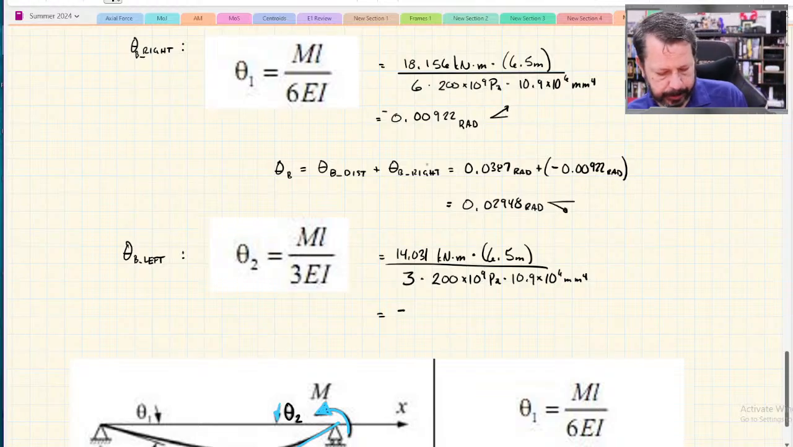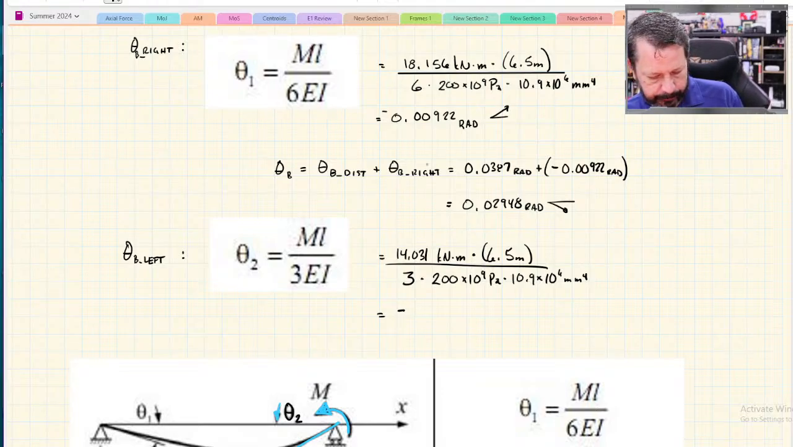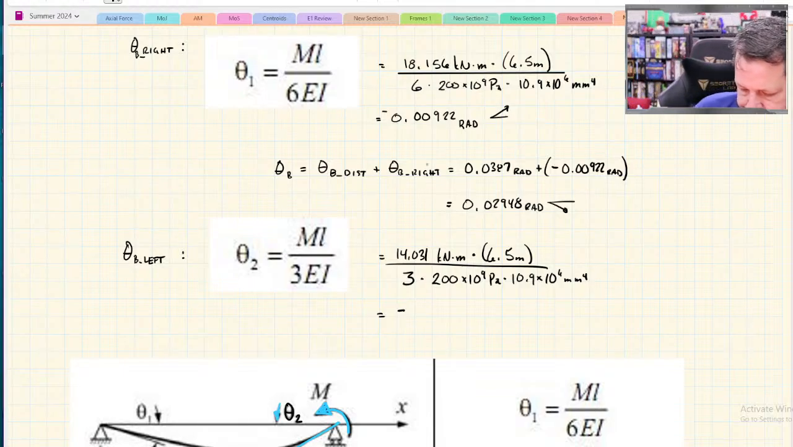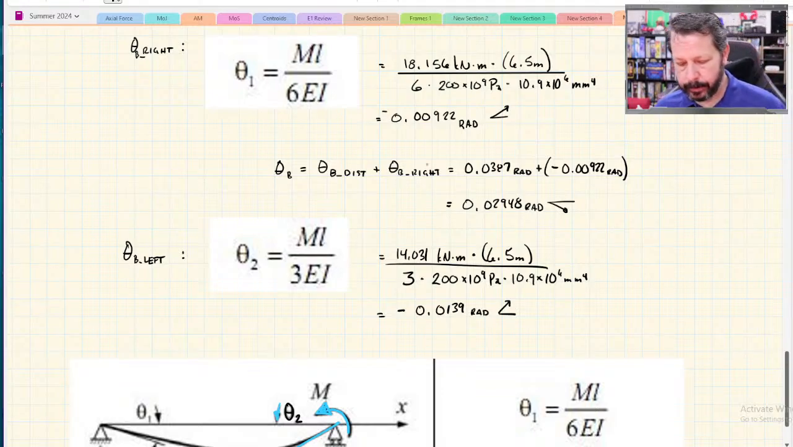What's the number? Let's see. We have to convert our I over. We have to multiply by 200 gigapascals times 3. So I get a 65 number in the denominator. And then 14.031 times 6.5 divided by our denominator answer, and I get a negative 0.0139 radians again, with that kind of slope going on. So I gave it a negative to match the other one that I gave negative.